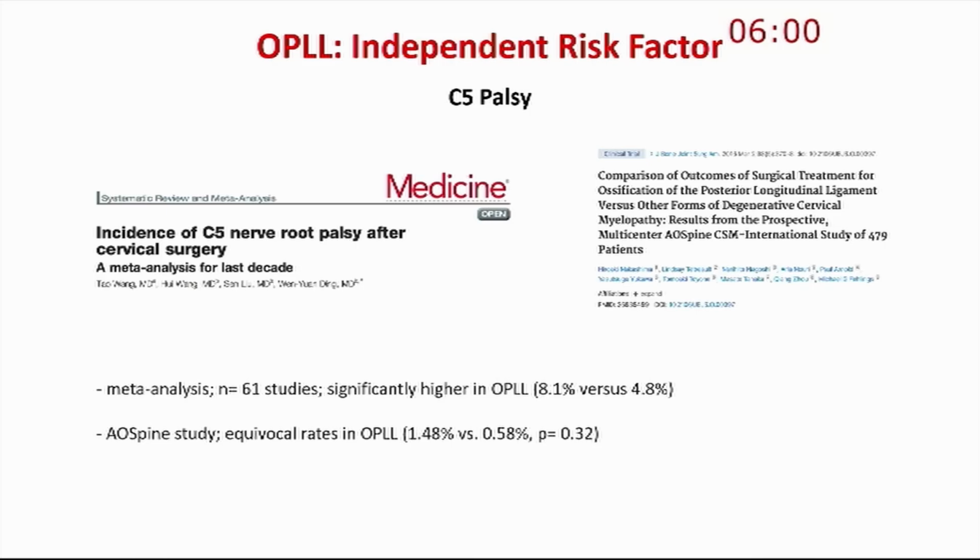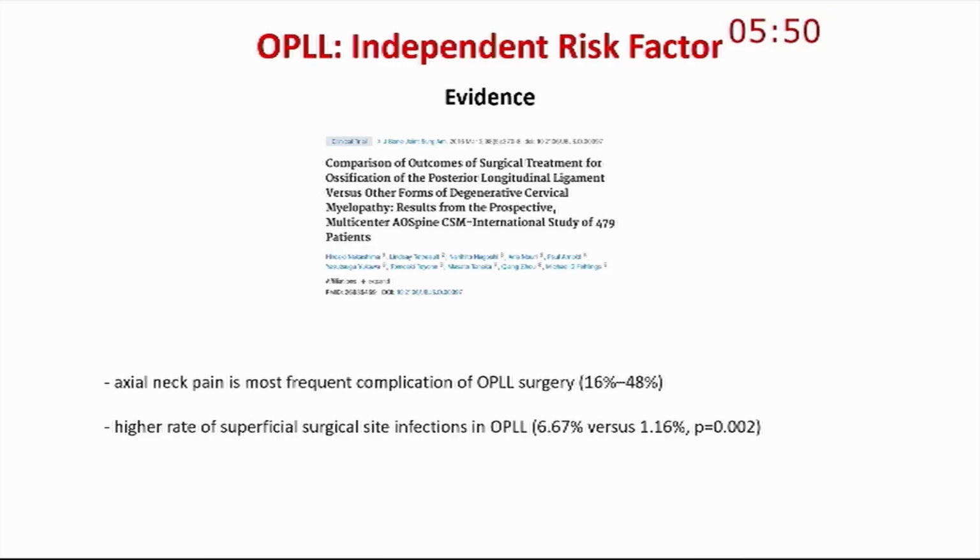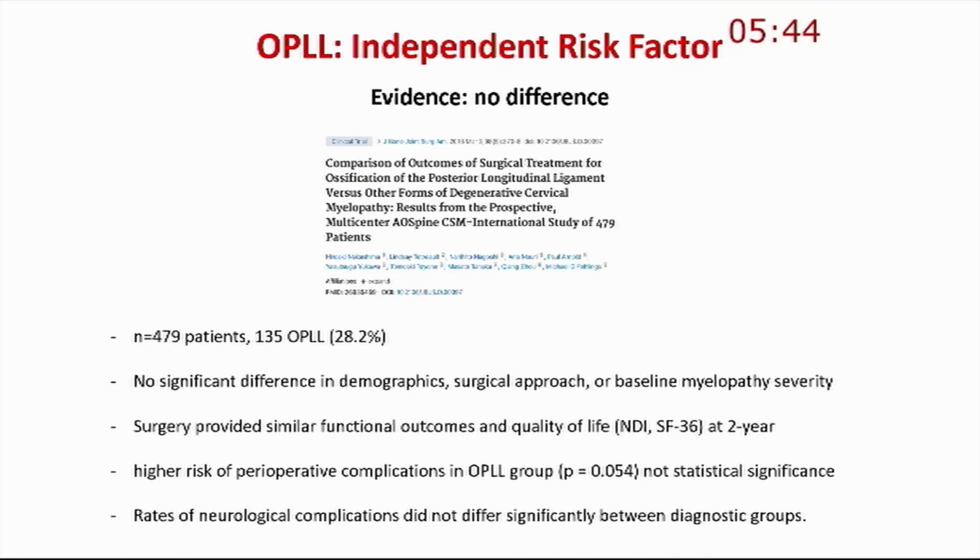On the other hand, this meta-analysis also showed significantly higher C5 palsy in patients with OPLL. Axial neck pain is a significant complication, and also superficial site infections. On the other hand, this study, sponsored by Mayo Spine, found no difference between OPLL and no OPLL patients.